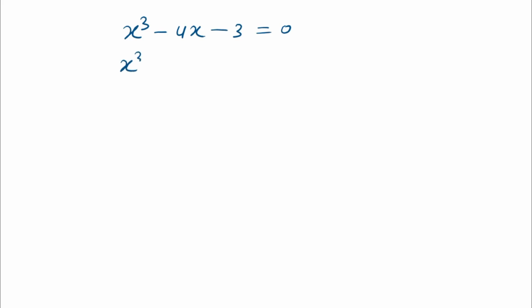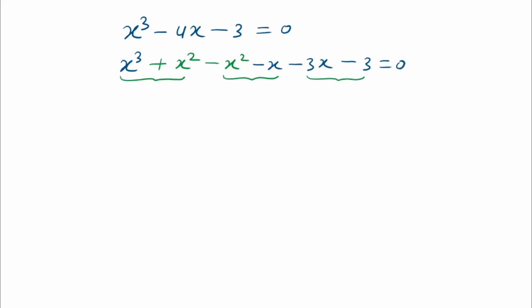In x^3 minus 4x minus 3 equals 0, if we add x^2 and subtract x^2, and write minus 4x as minus x plus minus 3x, and then minus 3, this is equal to 0. Look carefully, these two terms, these two terms, and these two terms.